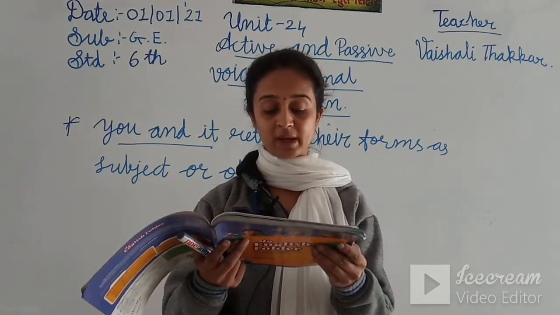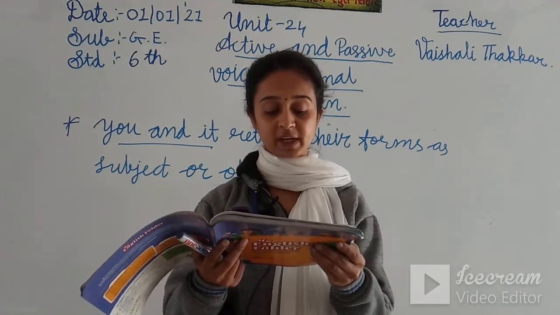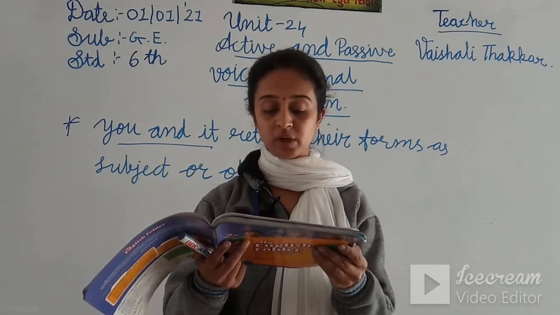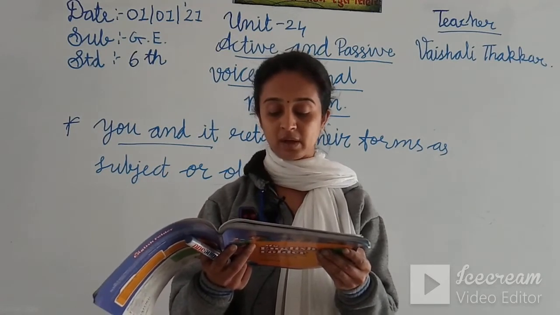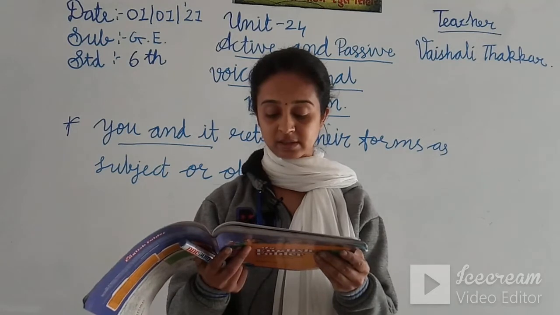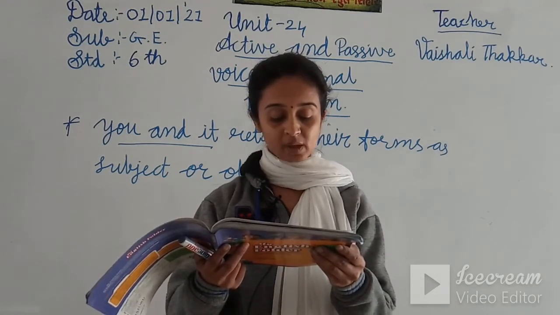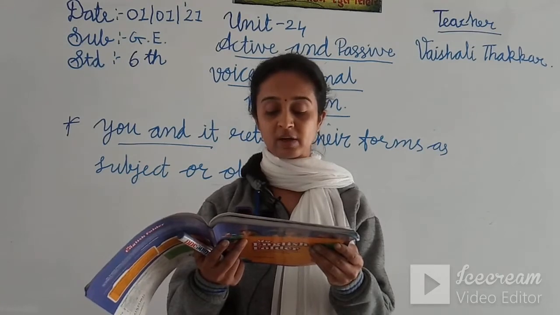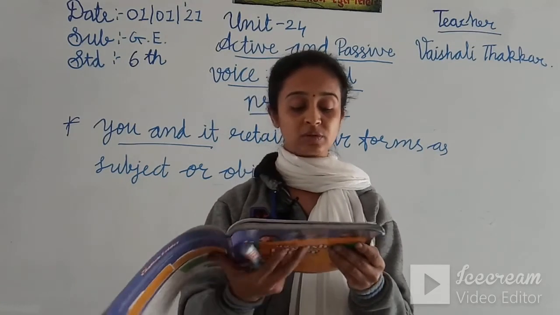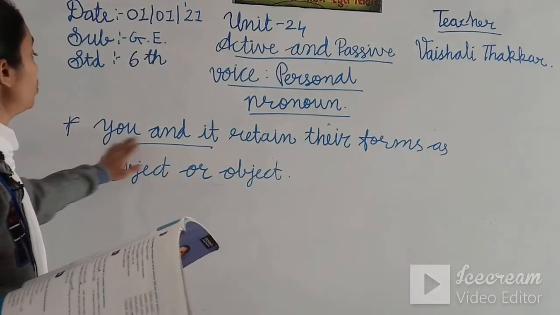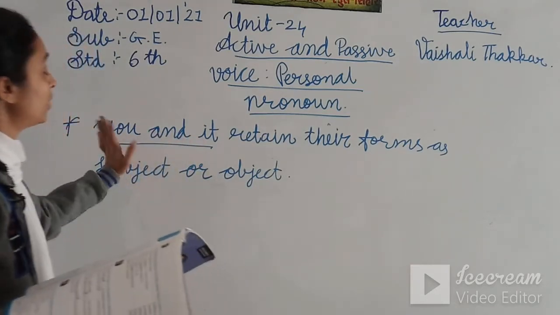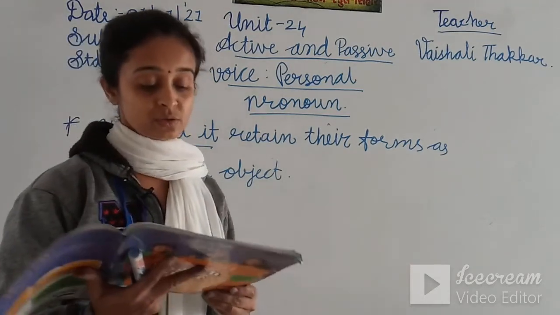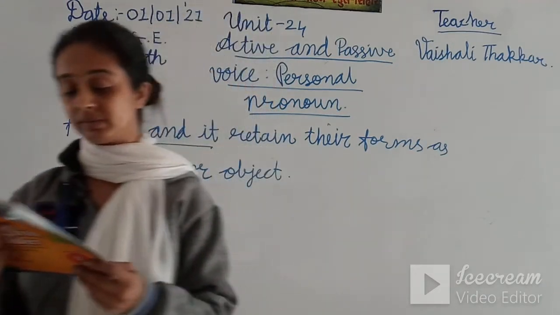They use wood to make paper. What is used? Object is wood, so wood comes first. Wood is used, it is singular, so we put is, then the past participle, to make paper, by them. We also put by them in the sentence. It chased the cat. The cat was chased by it. And there is a rule: you and it retain their forms as a subject or object in both active and passive voice. So children, please note this down in your notebook.